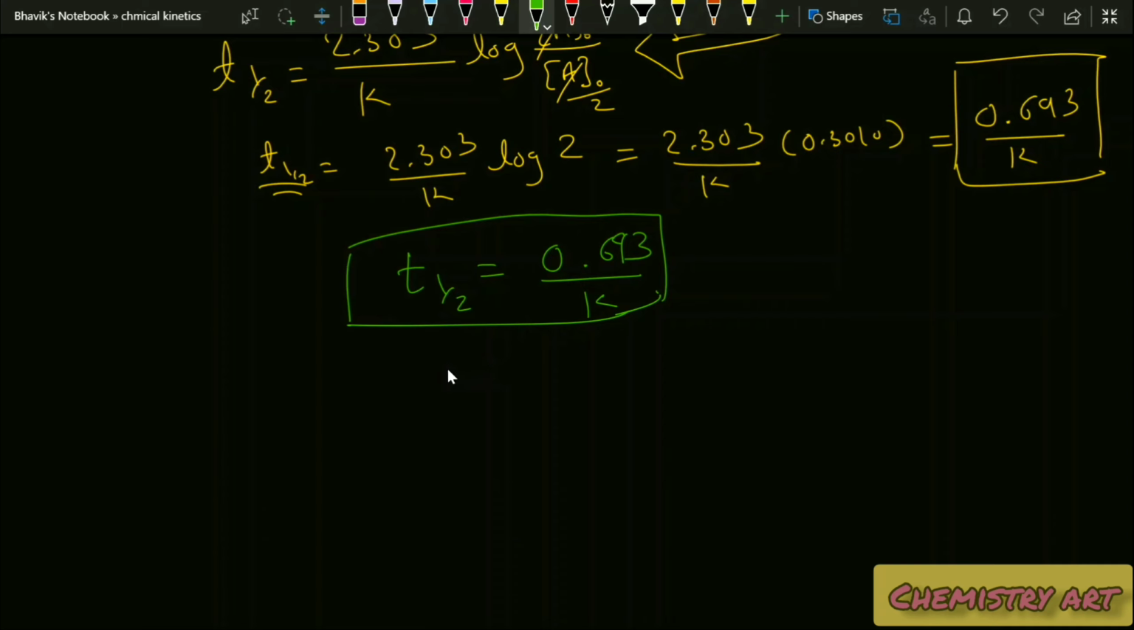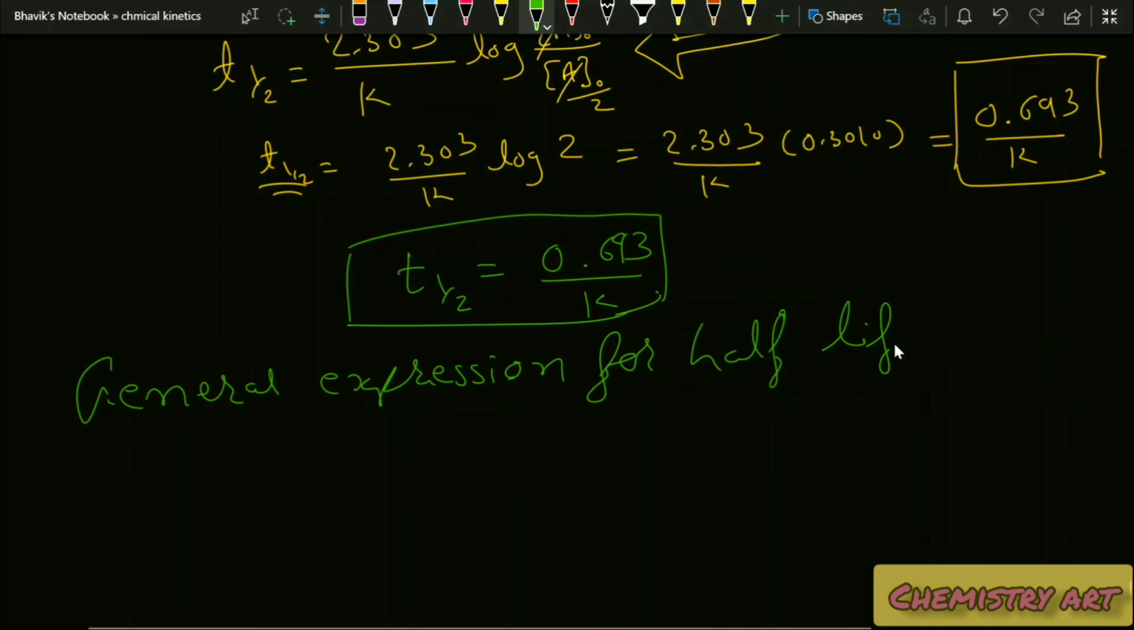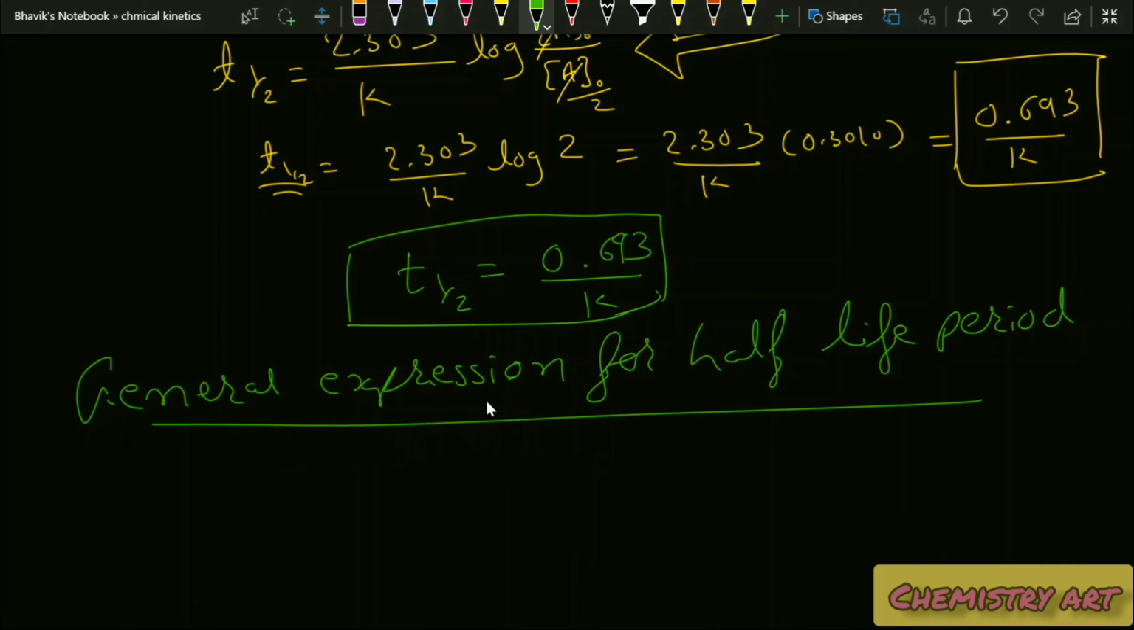Okay, now let's see the zero order reactions. We have this equation, and now for the general expression for the half life period, let me write here: general expression for half life period. We have already discussed the first order reaction, so let me first write the equation for the zero order reaction half life period.